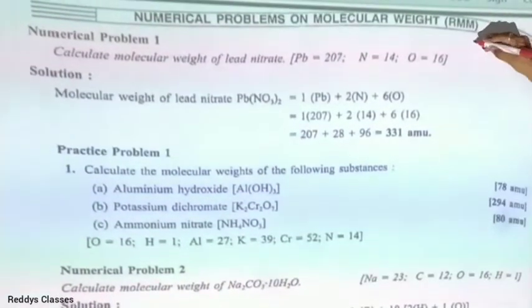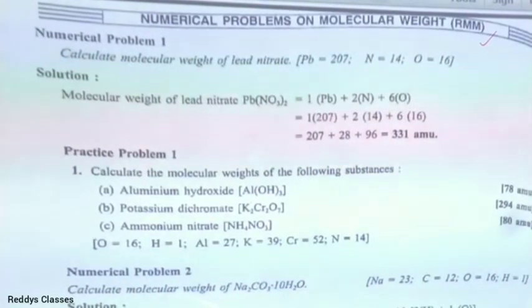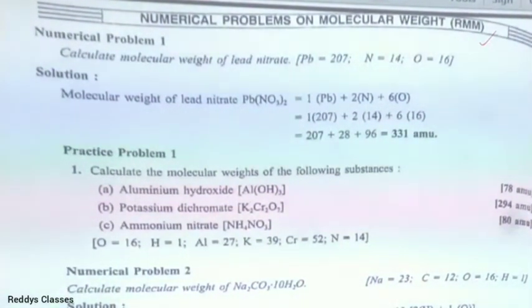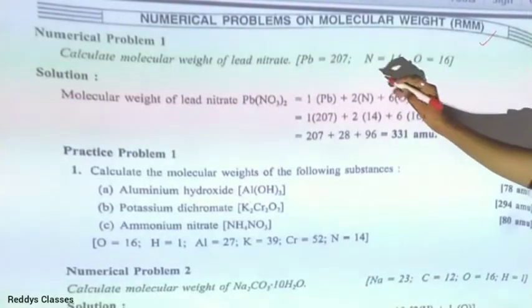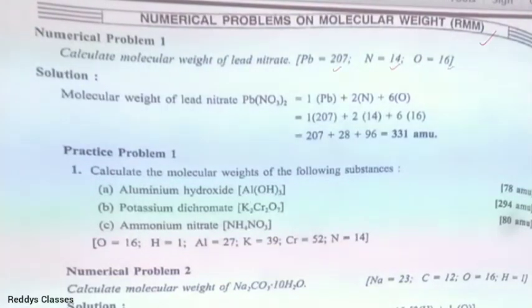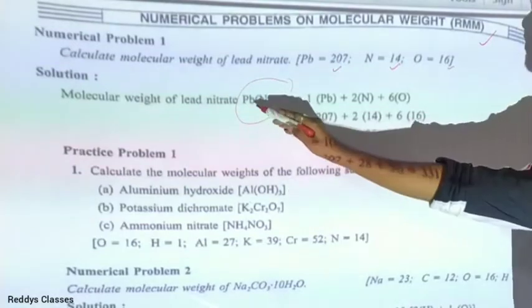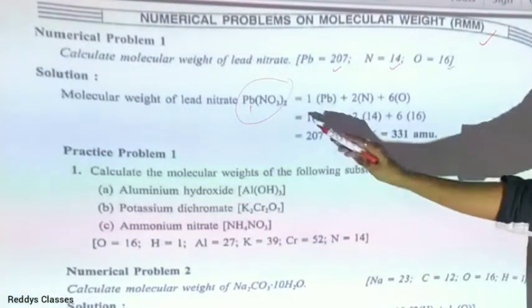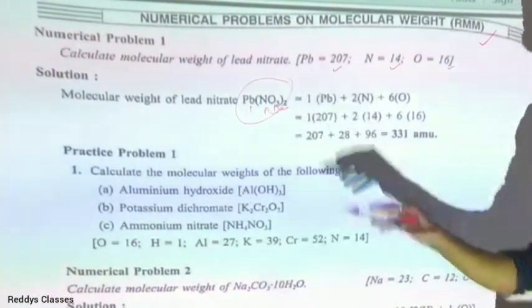So we have RMM now, the numerical problem on molecular weight. How do we calculate the molecular weight? Calculate the molecular weight of lead nitrate. Lead is 207, nitrogen 14, oxygen 16. Let us use lead nitrate, Pb(NO3)2. So we have 1 unit of lead, 2 units of nitrogen and 6 units of oxygen.